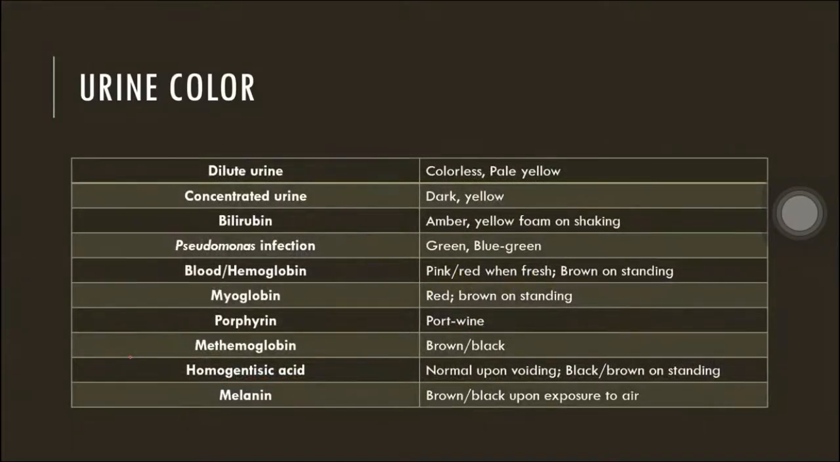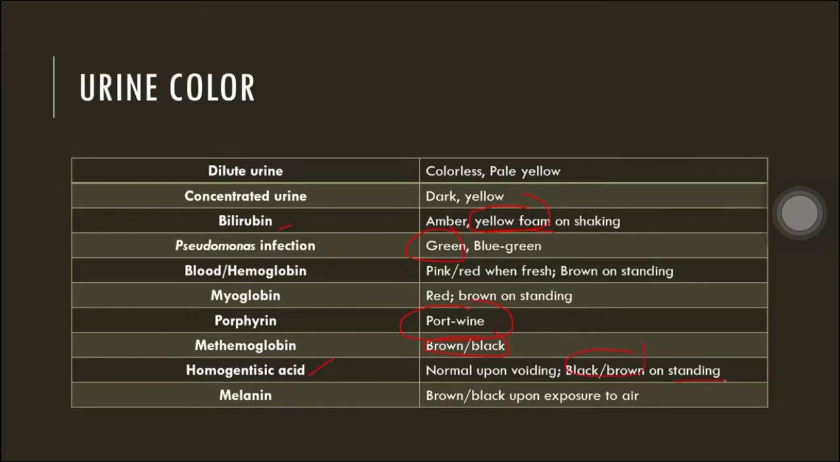So what are the other colors we must observe or remember? Dilute urine: colorless, pale yellow. Concentrated urine: dark yellow. Bilirubin: amber, yellow foam when shaken. So take note, kapag nakita kayo sa case study or question ng yellow foam, bilirubin. Pseudomonas infection may show green or blue-green appearance. Blood, hemoglobin, myoglobin: pink, red, brown on standing. For porphyrin, of course, yung characteristic port wine color. For methemoglobin, brown or black. Homogentisic acid, in cases of alkaptonuria: normal upon voiding, black-brown upon standing.